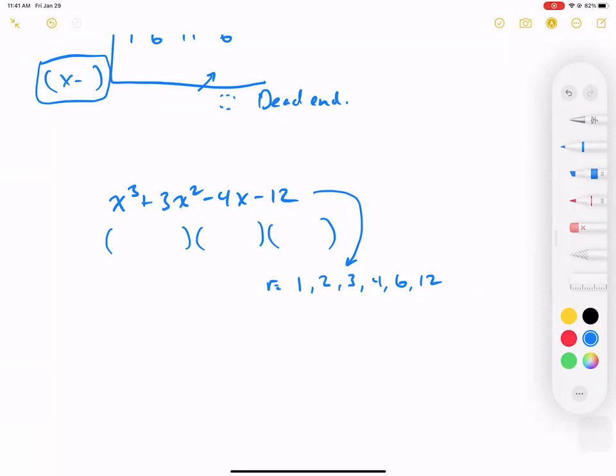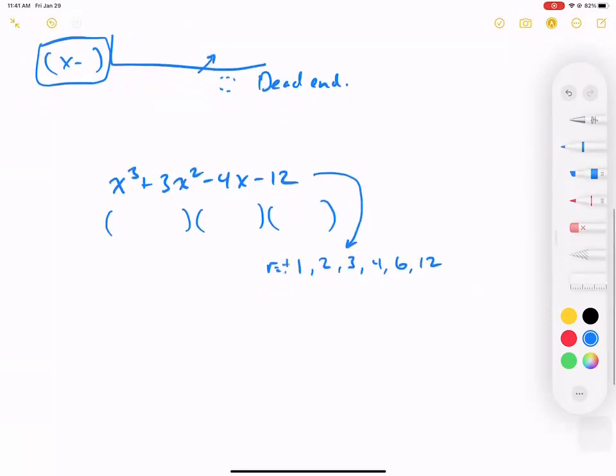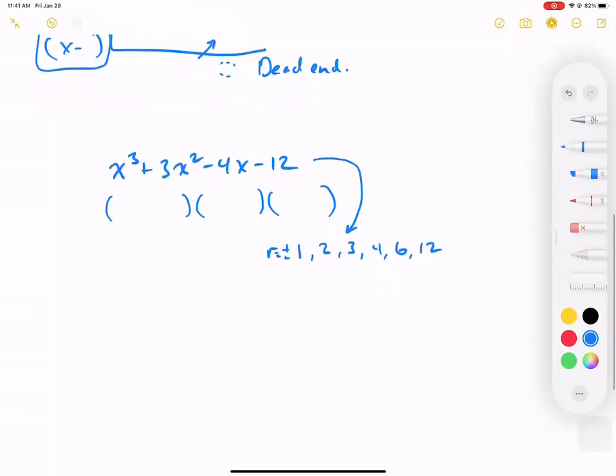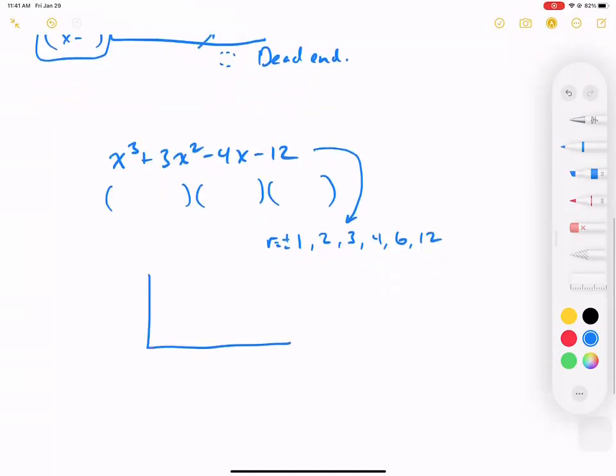Okay, so first step, plus and minus, right? Remember, these could be positive or negative. And I'm going to set up my synthetic division. Here we go. Synthetic division. 1, 3, negative 4, negative 12. And I'm going to try the number 1 first. The factor x minus 1.